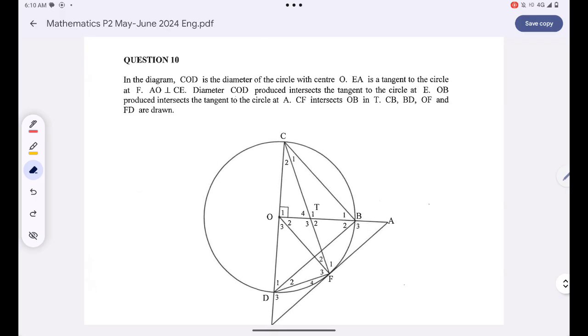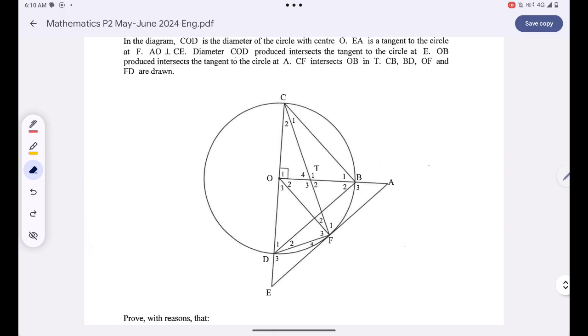In the diagram, COD is a diameter to the circle with center O. By just reading that first sentence, there are things I need to think about. Firstly, I'm told about the diameter. COD is my diameter. I know that the diameter will always subtend an angle of 90 degrees at the circumference, such that angle CBD will be equal to 90 degrees, as well as angle CFD. They are both equal to 90 degrees. Why? Because they are subtended by a diameter.